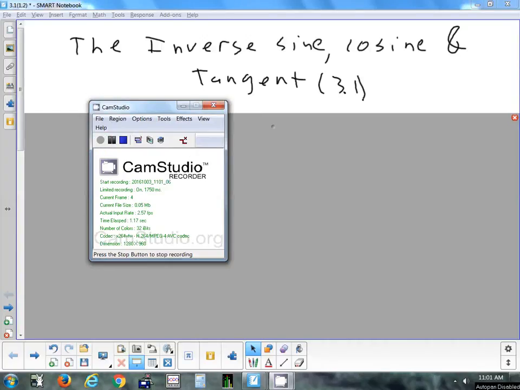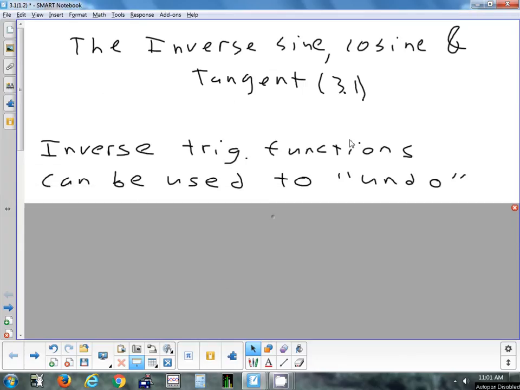Okay, so this week we're going to take a look at two sections, 3.1 and 4.1. 3.1 is on what's called inverse trig, and 4.1 is on right triangle trig. This is going to help us to answer some of the questions we're going to see in section 4.1.